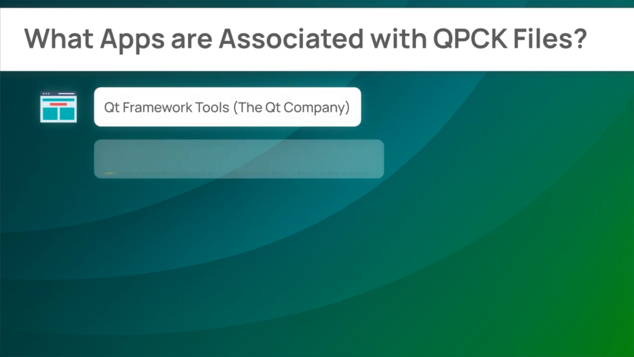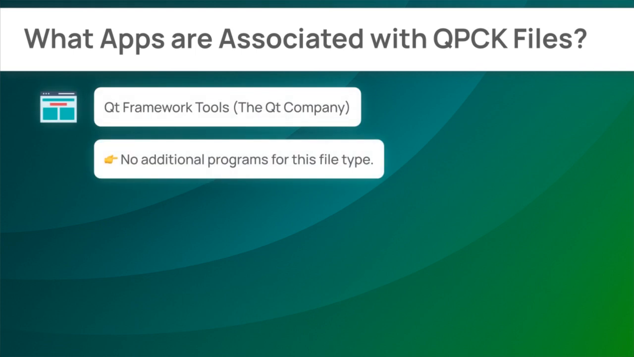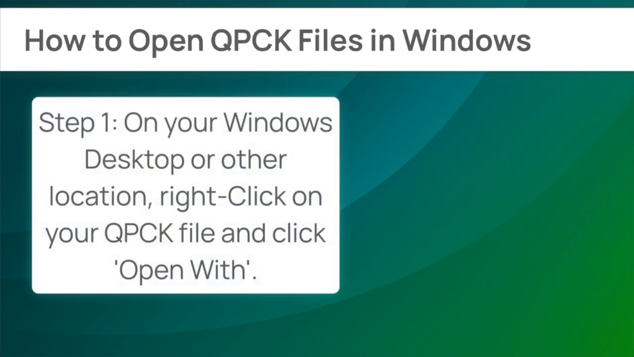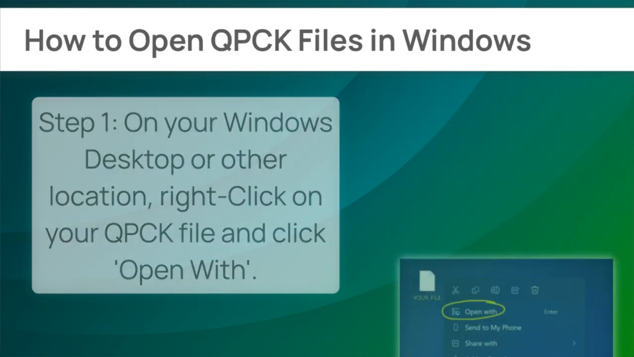The official utility recommended for the QPCK file is Qt Framework Tools by the Qt Company. Windows cannot fully extract this archive type, requiring dedicated extraction software. Windows can recognize common archive types, but viewing their contents requires the right utility. The quickest way to solve the failure is to test all compatible openers.